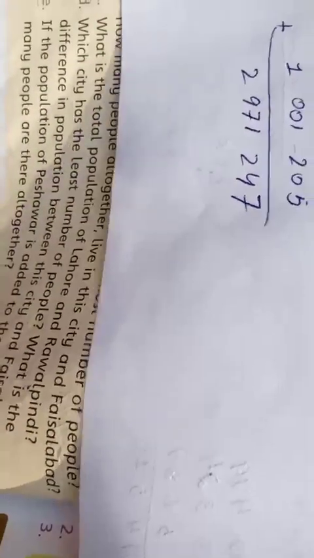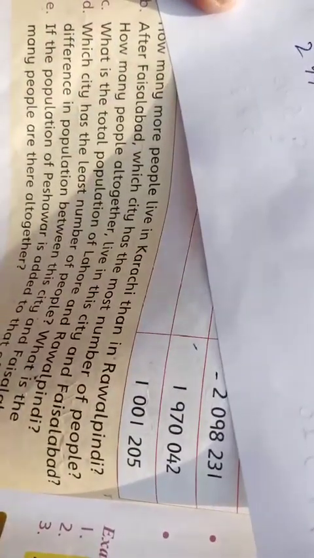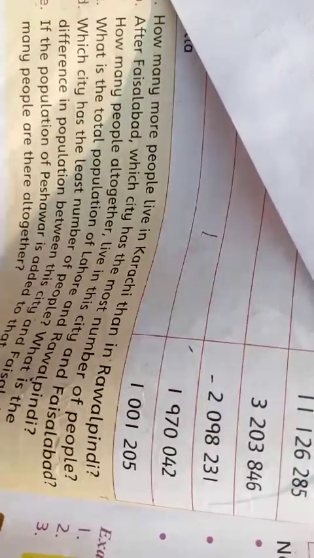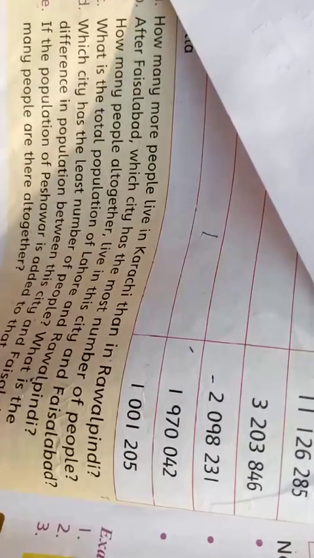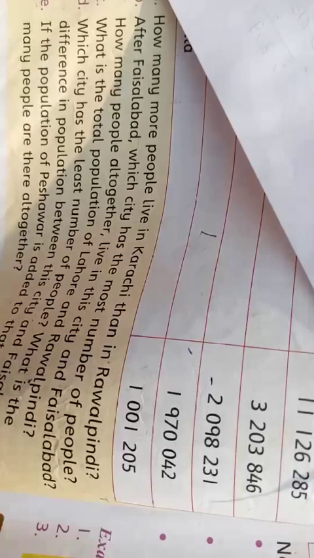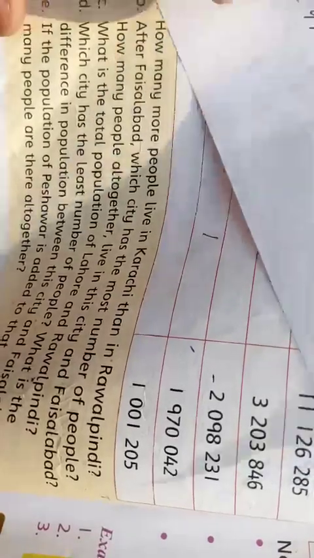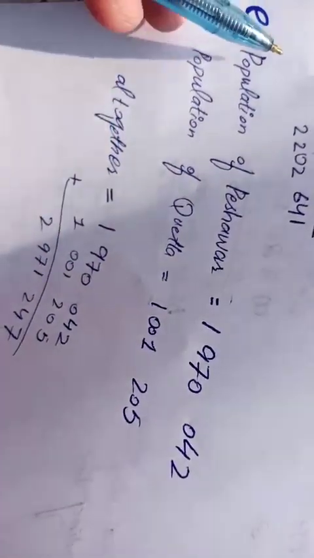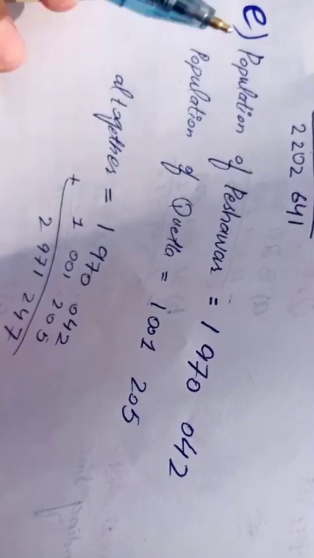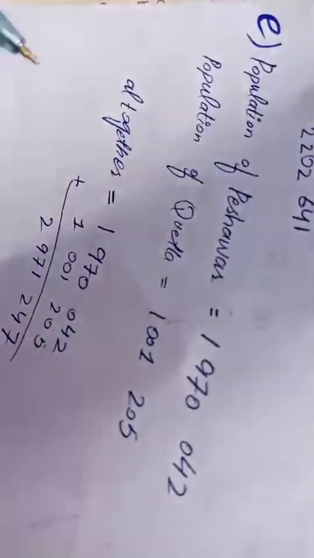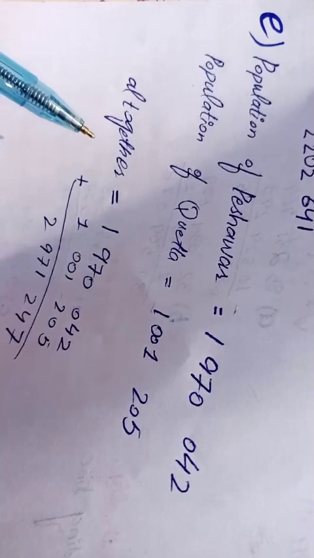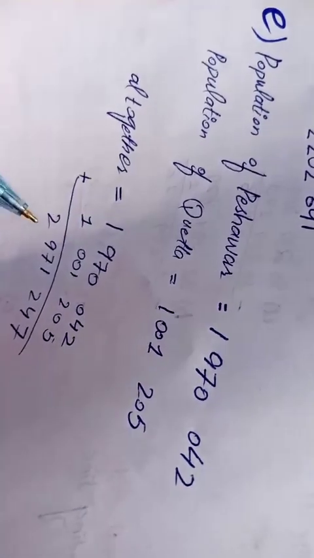Now the second question is the last question. If the population of Peshawar is added to that of Quetta, how many people are there altogether? Okay, we need the population of Peshawar and the population of Quetta, and altogether means we have to add these numbers and we get an answer like this one.